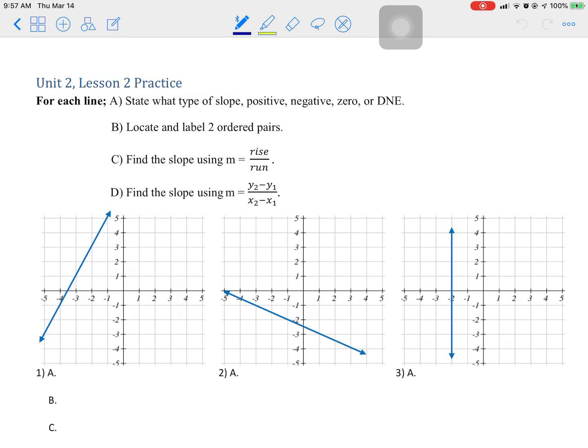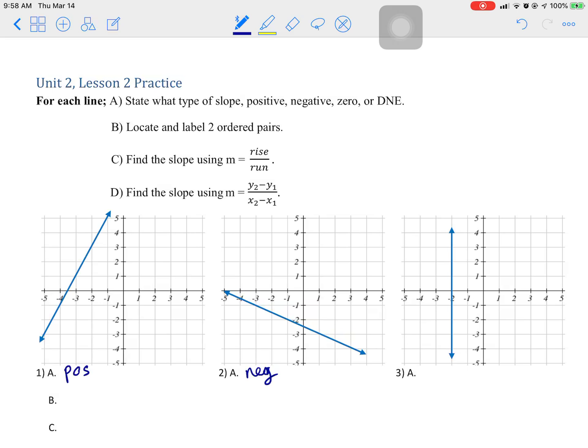Okay, so let's finish with the practice. Let's see, state what type of slope: positive, negative, zero, or doesn't exist. This first one goes up the mountain, so it's positive. This next one goes down the mountain, so it's a negative slope. Okay.